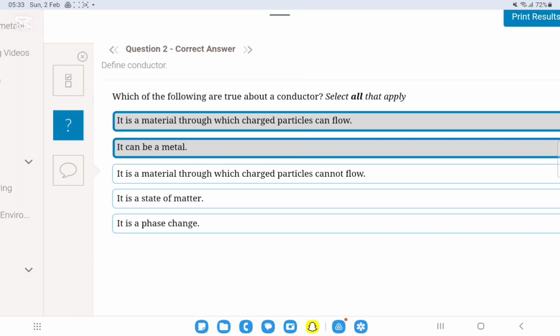It is a state of matter. No, not a conductor. A conductor is not a state of matter, and it is not a phase change either. It's solid? Not always solid. You just need to know that it allows charged particles to move between them.